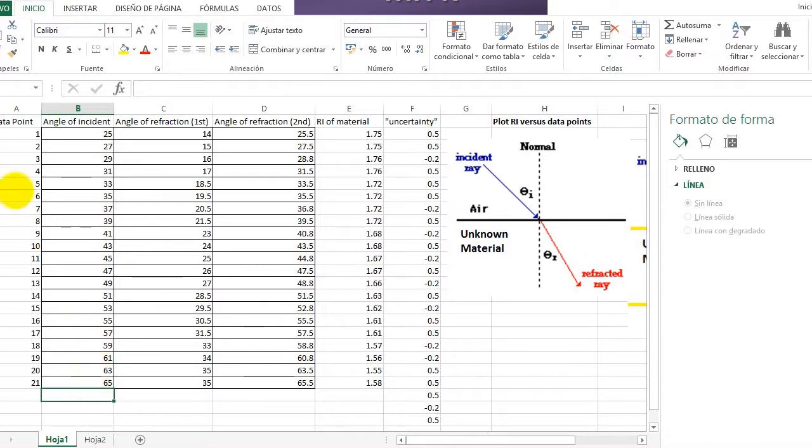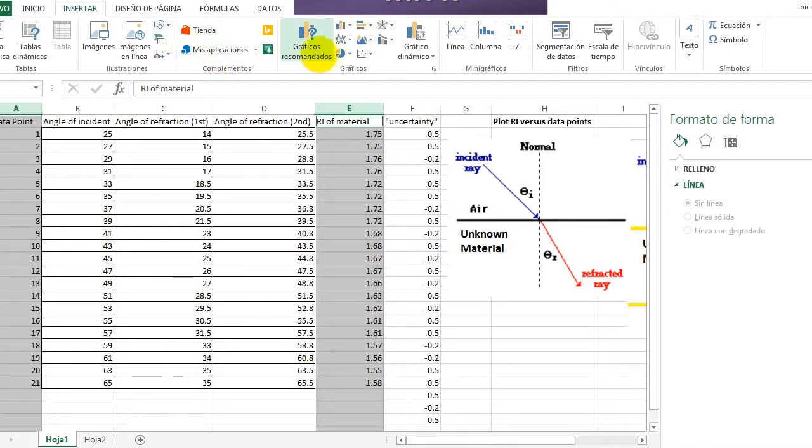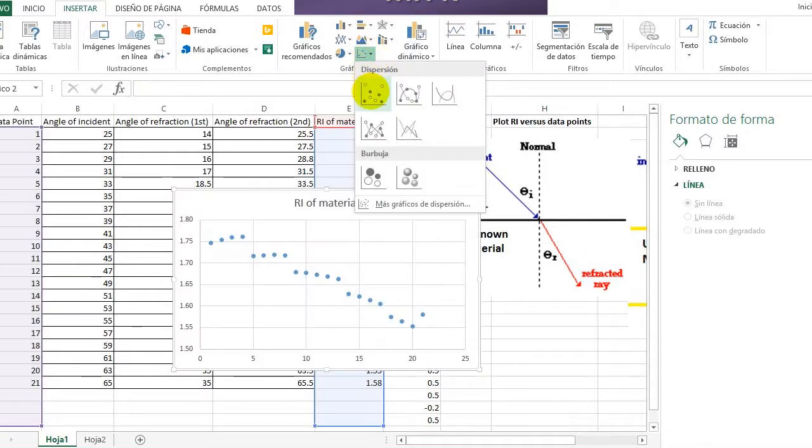So now we're going to graph. We're going to be graphing data points versus refractive index of material. So the first thing you're going to want to do is highlight both of these columns. The way you do that is you highlight one of the columns, hit the control button, and highlight the other column. This allows both columns to be highlighted at the same time. And I want to insert a graph. So I'm going to come up here to insert. I'll do insert a graph. I'm interested in these dots. This is a scatter graph. So I'll click that.